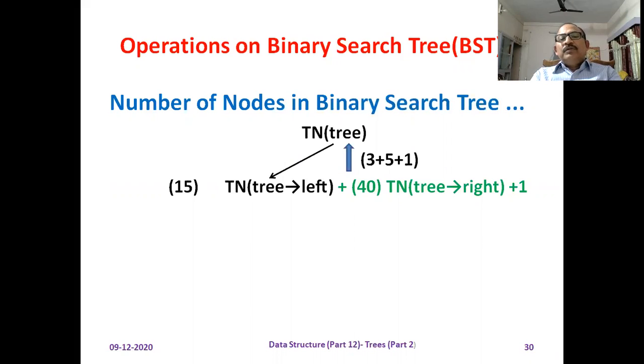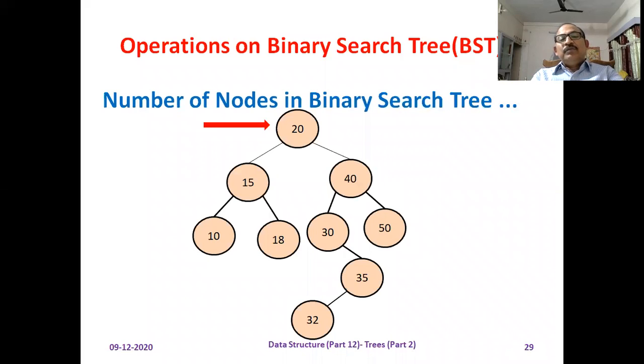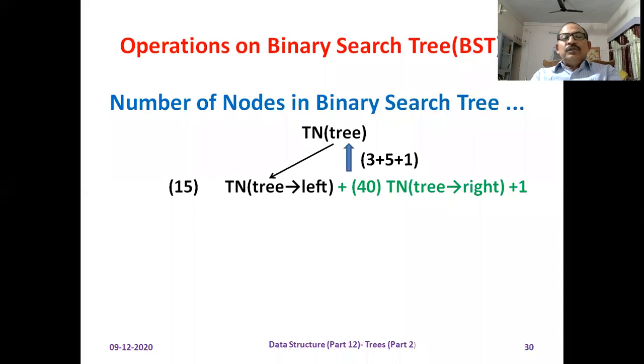Tn tree left. Okay. And what is the tree left? Tree left is the node 15. Here you can see tree node is left 15 and tree right is a node 40. Is it clear? Now, Tn tree left in a bracket I have written is the 15 plus tree right for node 40, plus 1.